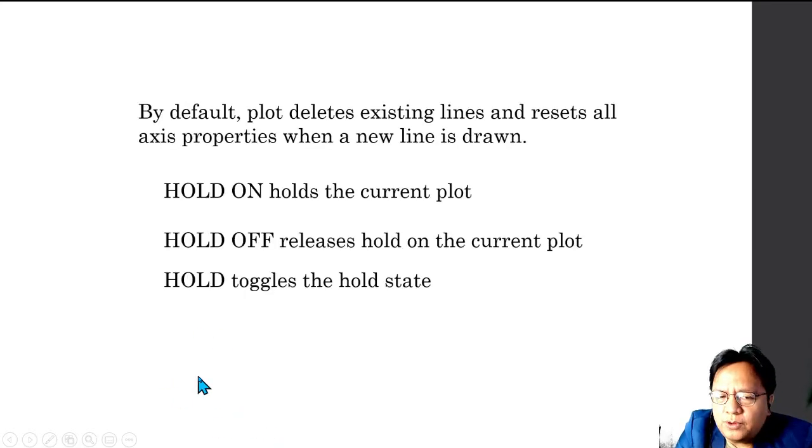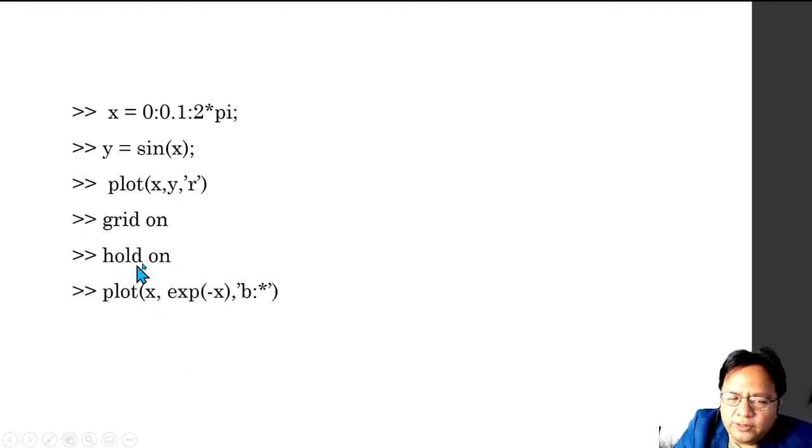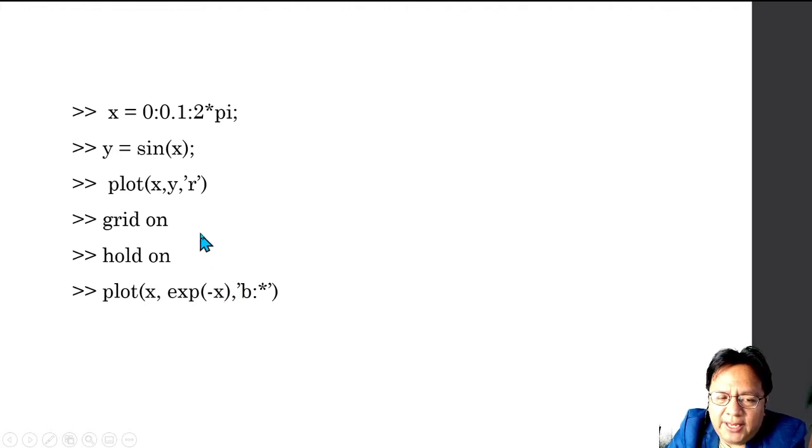Now we can also graph multiple functions on a single plotting area by using hold on. Hold on holds the current plot, and hold off releases the hold on the current plot. So if we want to graph sine x, and then after that, we want to graph e to the negative x, we must issue hold on so that this would not be replaced by the second one. What MATLAB does is it replaces the original graph by the second graph if we're not going to issue hold on.